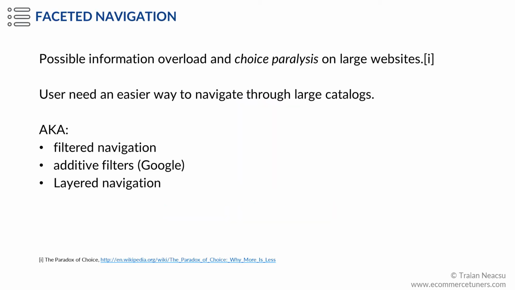E-commerce websites are often cluttered, displaying too much information to process and too many items to choose from. This leads to information overload and induces choice paralysis. It's therefore essential to offer users an easier way to navigate through large catalogs. This is where faceted navigation, or what Google calls additive filtering, comes into play.